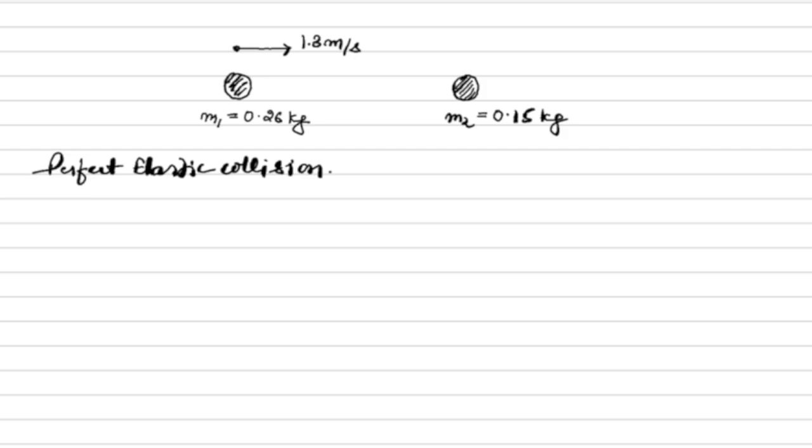So let us use this. In a perfectly elastic collision, the kinetic energies should be the same. So whatever the system's initial kinetic energy is, that has to be equal to the final kinetic energy. So let's calculate the initial kinetic energy. KEI will be half M1, that is 0.26, into V square.